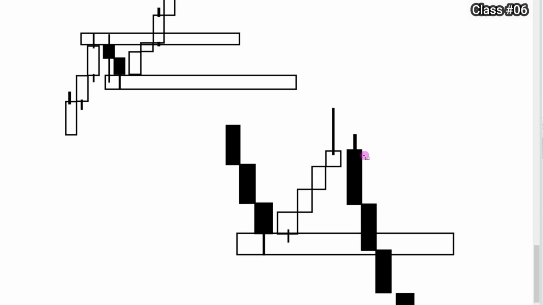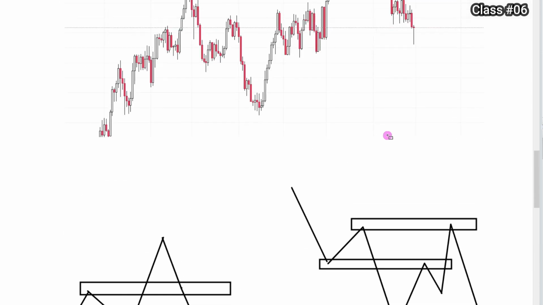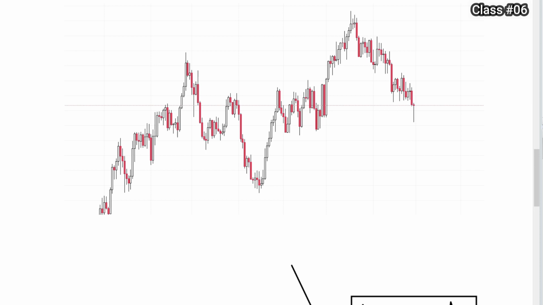And how can we draw the second and last support zone? We'll start drawing the zone from the closing of this candle to the upside at the end of this higher wick. So in this way we can draw our support and resistance zones. So on a live chart, drawing zones is very easy.